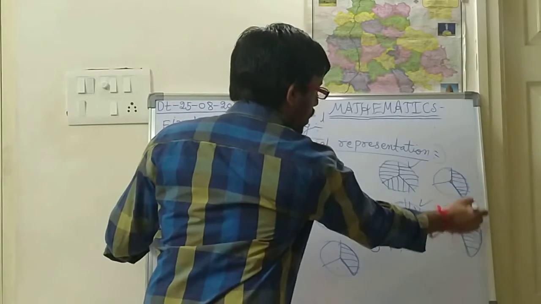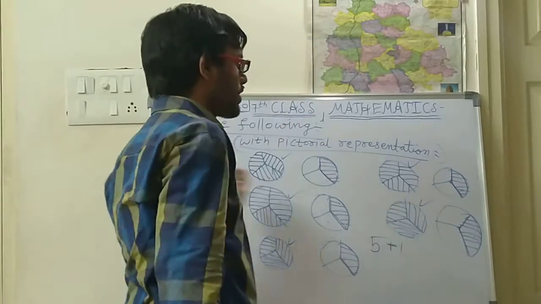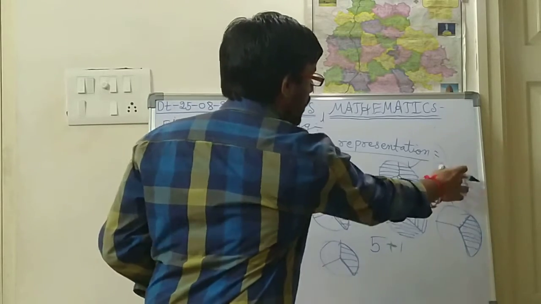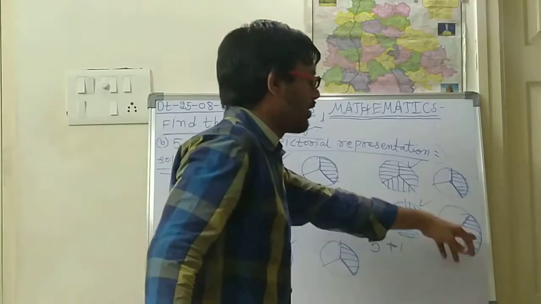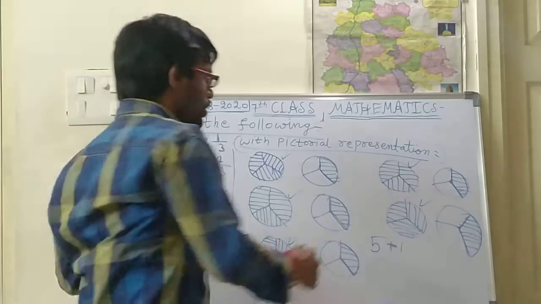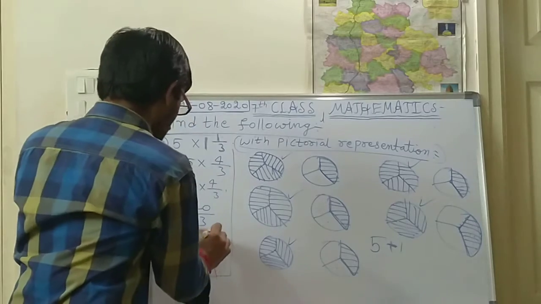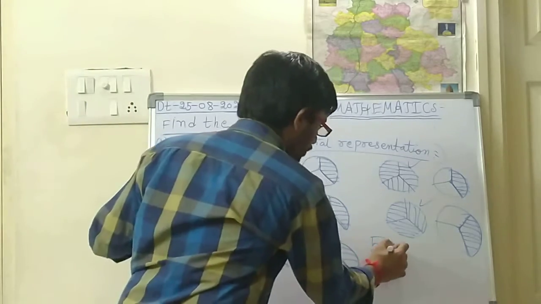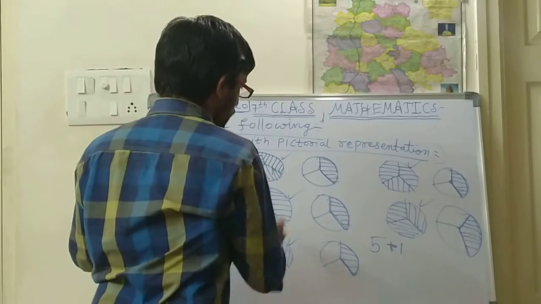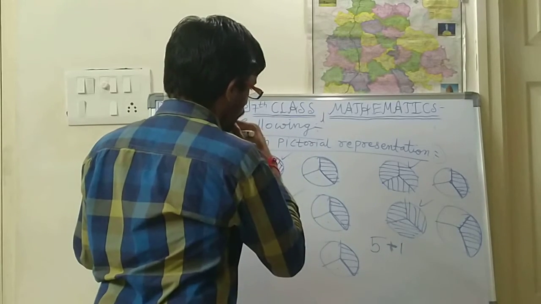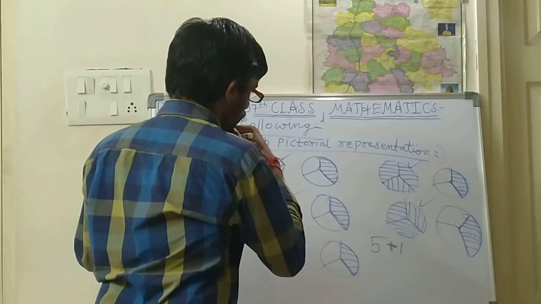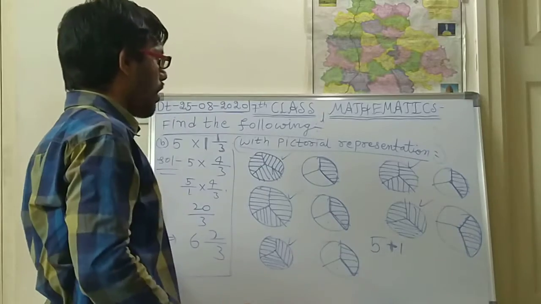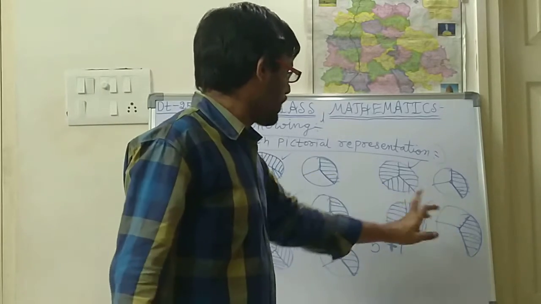And next, these 2 are how many? Only 2 parts are there. In one circle there will be 2 shaded parts. Is it right? So for that you can say 2 shaded parts. Okay? So 5 plus 1. Next, okay, the answer is got, but see the representation.